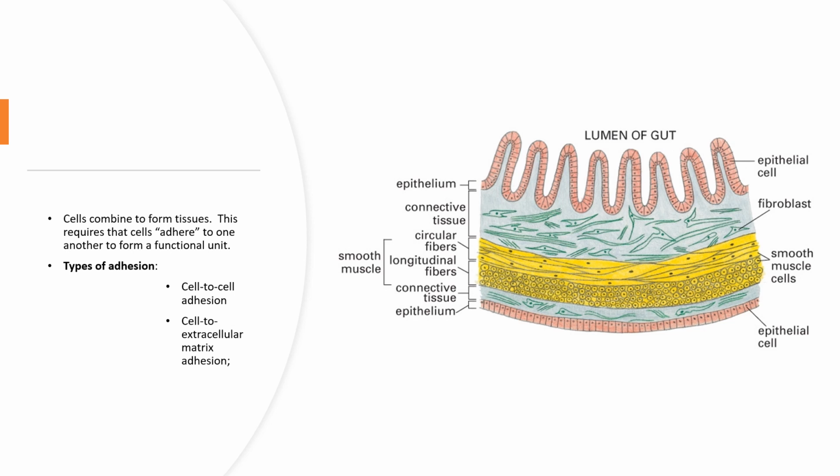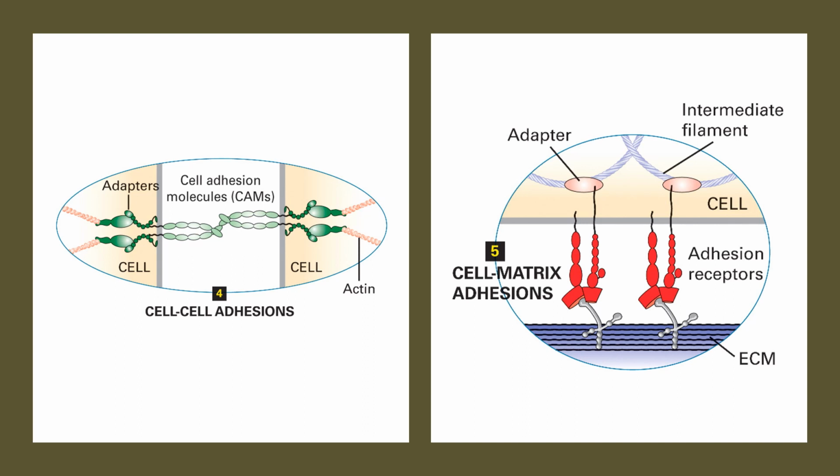There are majorly two types of adhesion: cell-to-cell adhesion, and cell-to-extracellular matrix adhesion. We'll go into more details in the next slides. Coming to a brief description of the adhesions, cell-to-cell adhesion is brought about by cell adhesion molecules, also known as CAMs. CAMs are classified into four major families: the integrins, the immunoglobulin or Ig superfamily, the cadherins, and the selectins.